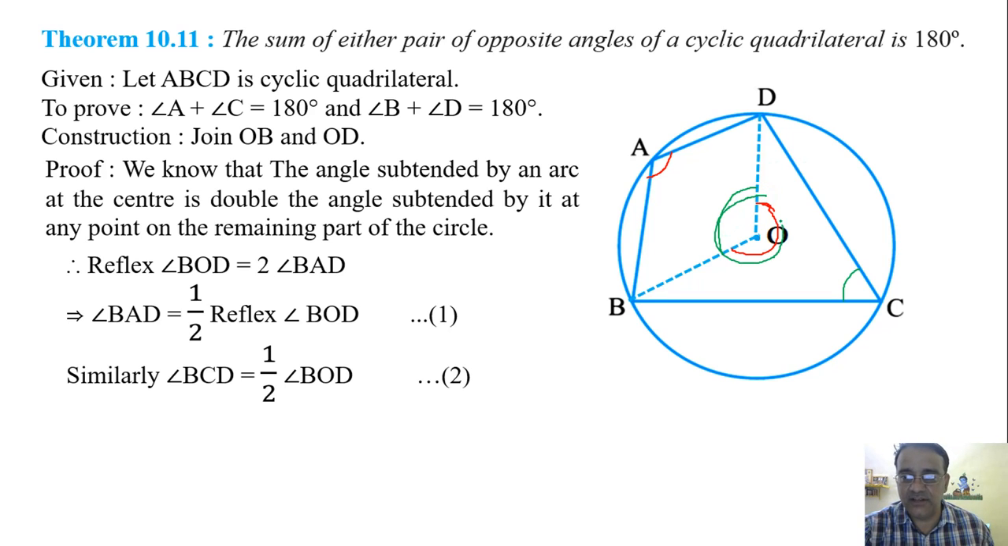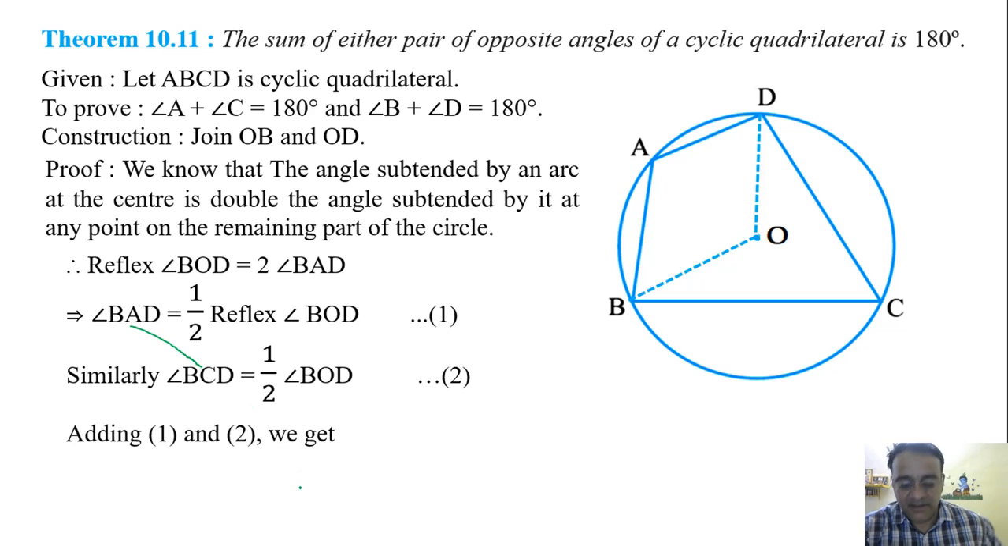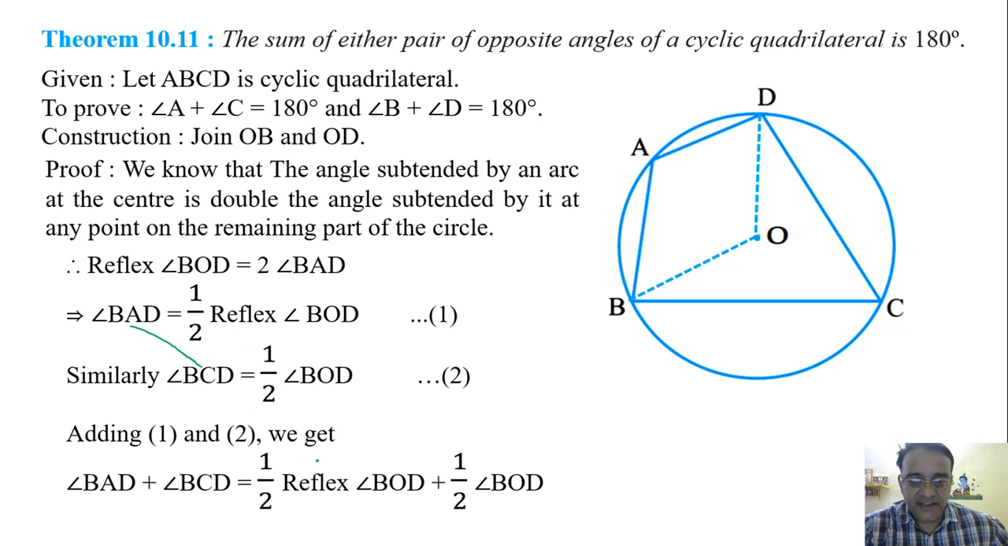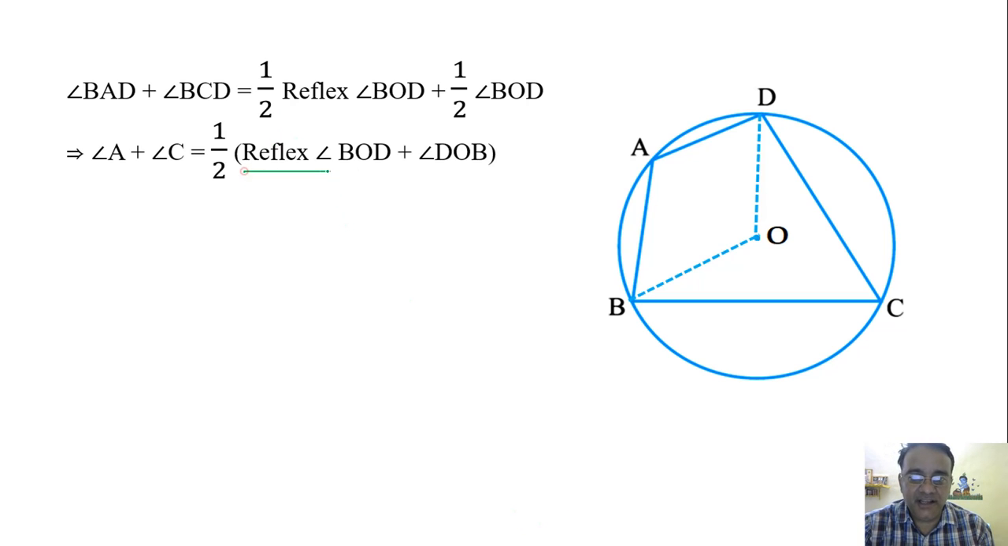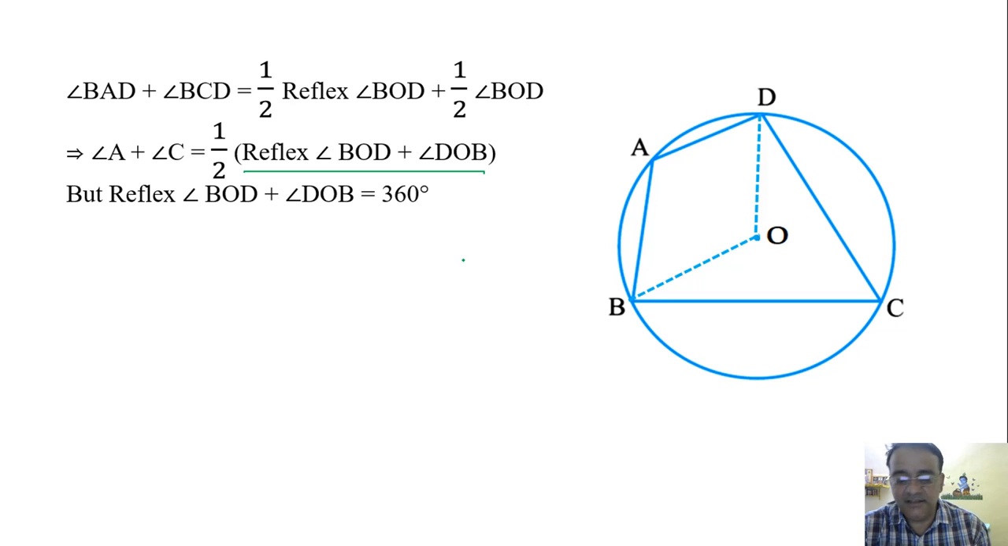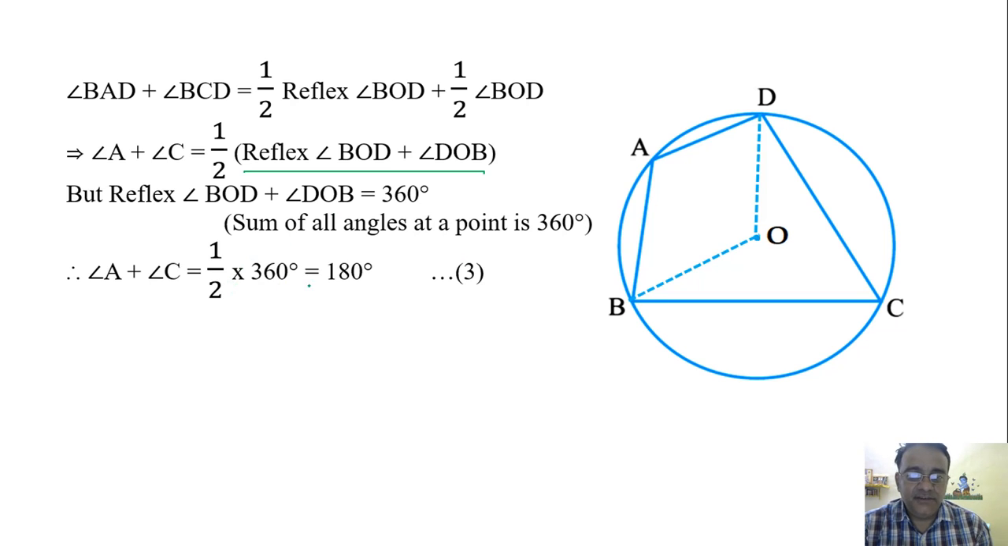And what is the sum of these two angles? 360 degrees, the complete angle. So if we add these two, what will we get? Half of the reflex angle. We'll take half common from these two. The sum of these two angles is 360 degrees because that makes a complete angle, and half of 360 is 180 degrees. Angle BAD is actually angle A and angle BCD is actually angle C. So we have proved angle A plus angle C is equal to 180 degrees.